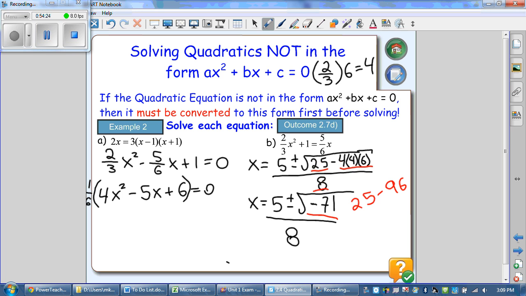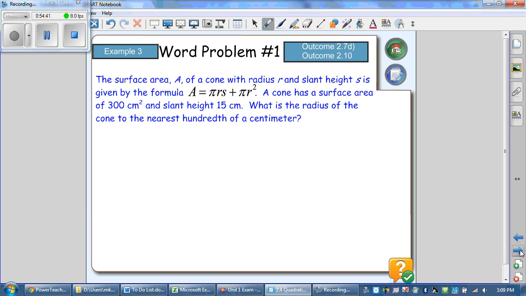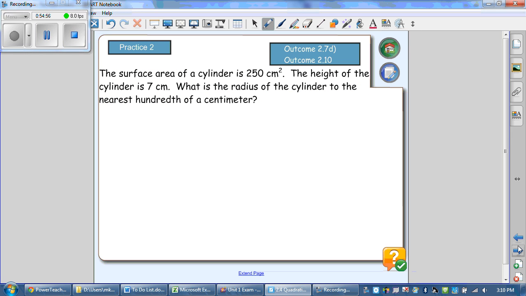Okay, word problems. If you guys fast forward to practice question 2, so the very last slide of this one. It says surface area of a cylinder. So somewhere on your page, you're going to want to write that out. The surface area of a cylinder is equal to, actually it's 2 pi r h plus pi r squared.